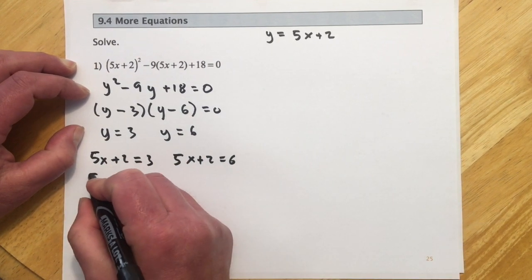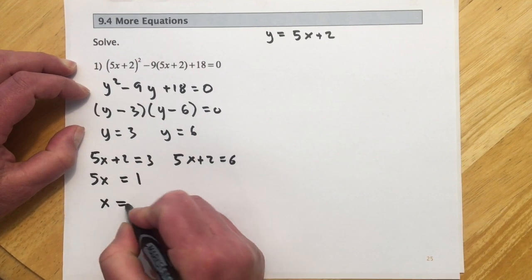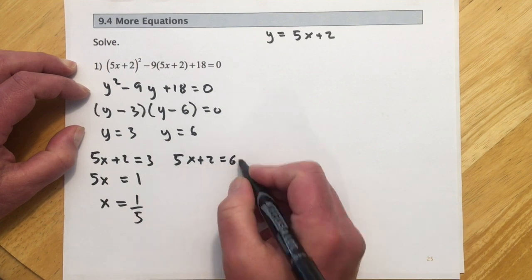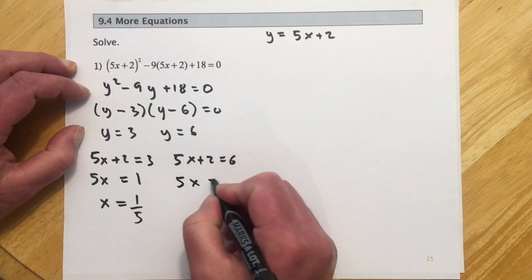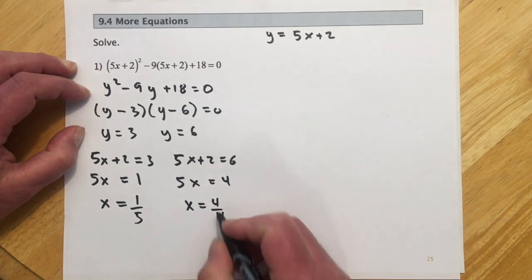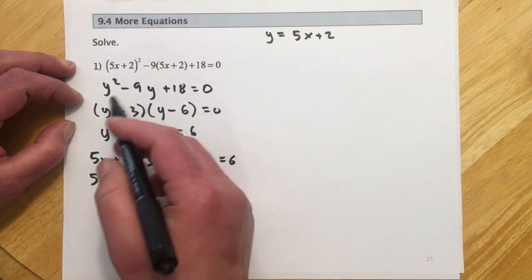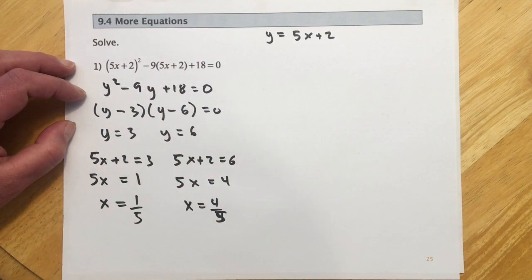And now I can just solve those. So bringing the 2 over, I get 1, and I get x equals 1/5. Here I'll bring the 2 over, and I get 4, and that'll be x equals 4/5. So on this one, the substitution's kind of nice. It really does help you see it's a quadratic.